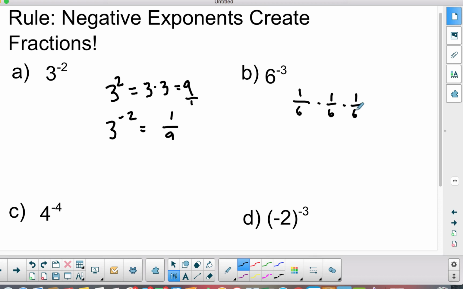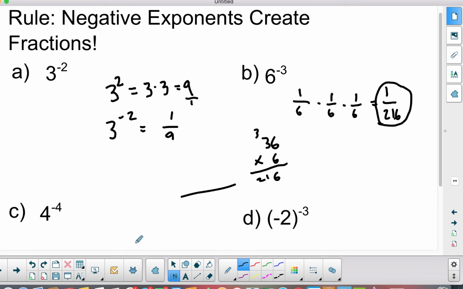And you might be cringing in your seat, right? What's 1 times 1 times 1? This is going to equal 1. You just multiply numerator times numerator times numerator. And then the denominators, we might have to do some calculation here. I know 6 times 6 is 36. And then times the extra 6. Let's see, this will be 36. Carry the 3. 3 times 6 is 18 plus 3. That's 216. So we get 1 over 216.